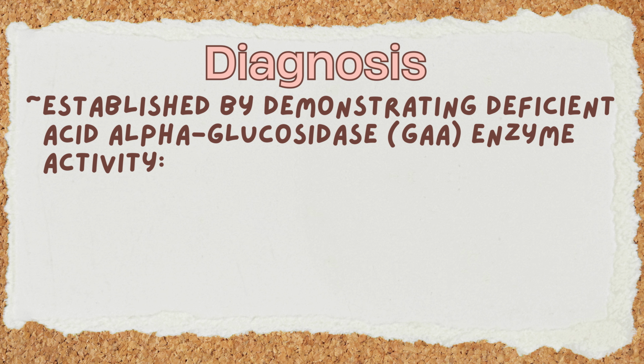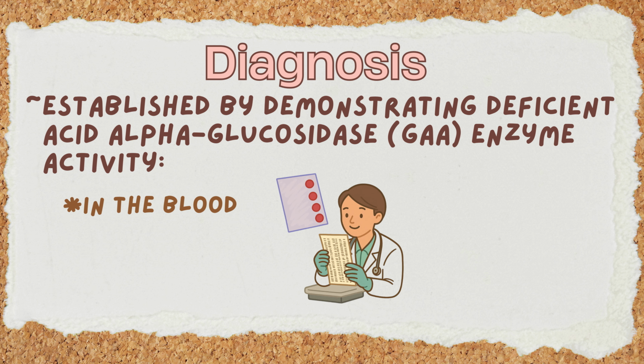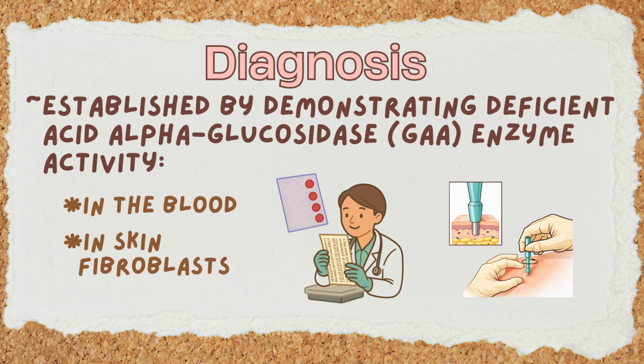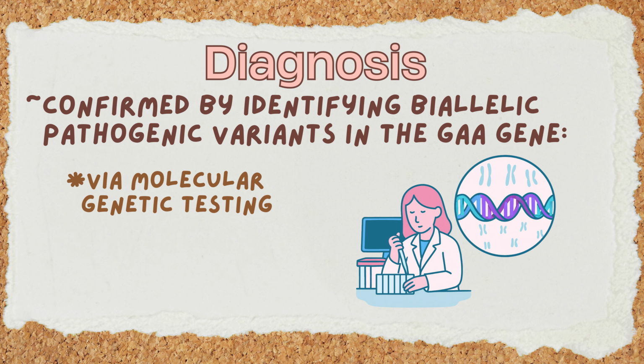Diagnosis is established by demonstrating deficient acid alpha glucosidase enzyme activity in blood, often via dried blood spot, or skin fibroblasts. Confirmation is typically done via molecular genetic testing to identify biallelic pathogenic variants in the GAA gene.